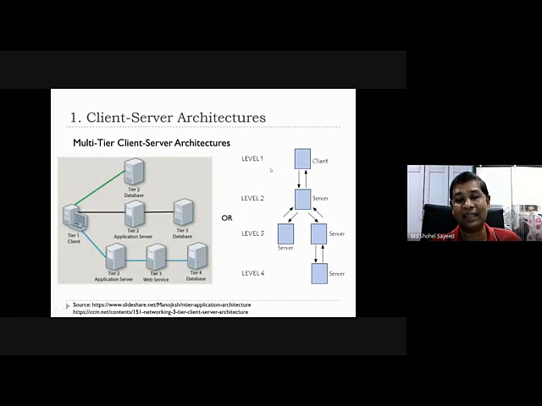If you look at the right side, at level 1 we have tier 1, we call the client. The level 1 is the client, and this client is linked with level 2, the server. Level 2 is linked with the database server and application server. And then level 3 is connected with server to server, and level 4 again is connected with server to server. So this is the whole architecture of the multi-tier client-server architecture.